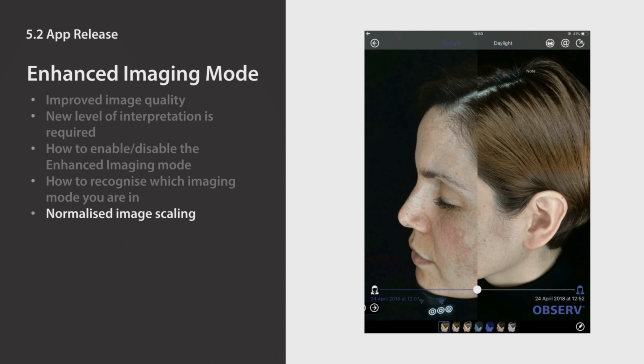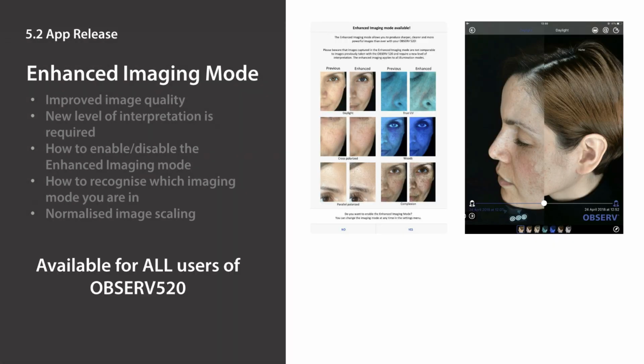Another great improvement is the normalization in the scaling of the images. Here you see two images of the same client taken with two different iPad models. Because they have been taken with two different iPad models, the difference in scaling makes it difficult to compare the two images. In the enhanced imaging mode, this issue has now been resolved. The scaling has been standardized across all iPad models. Note that the enhanced imaging mode is available for all users of the Observe 520.